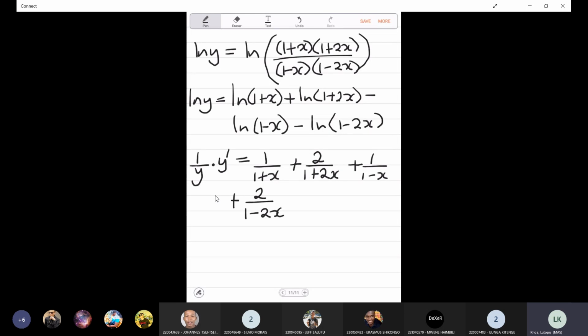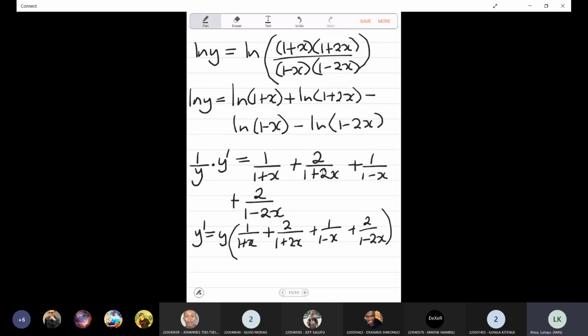So remember what we were trying to work out. We want to find y prime. So you can multiply by y throughout. So we have that y prime is y times 1 over 1 plus x plus 2 over 1 plus 2x plus 1 over 1 minus x plus 2 over 1 minus 2x.